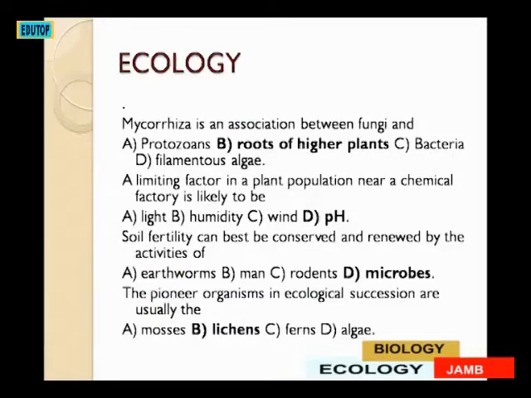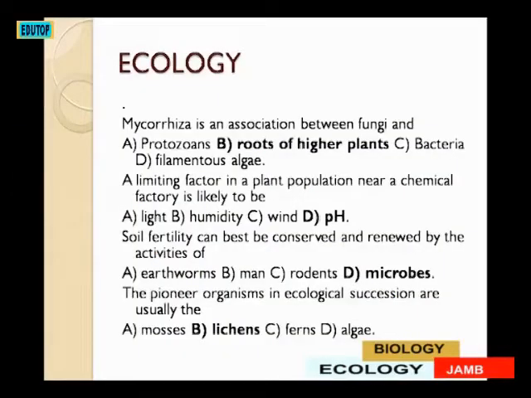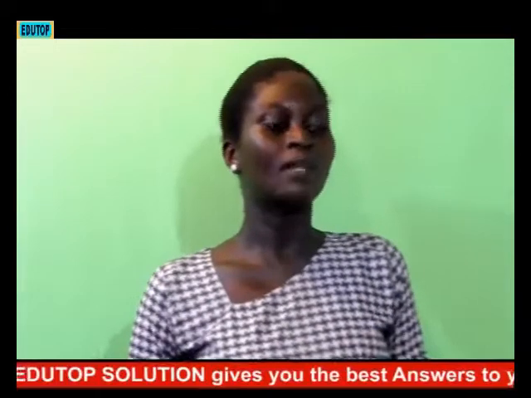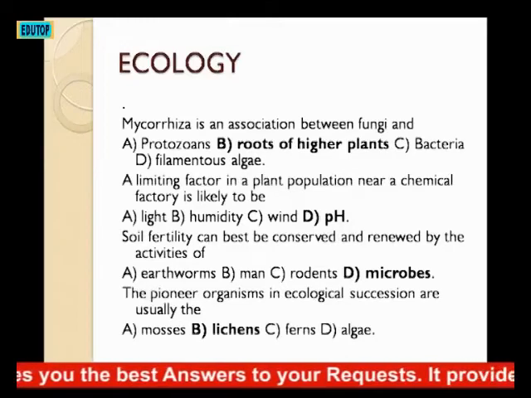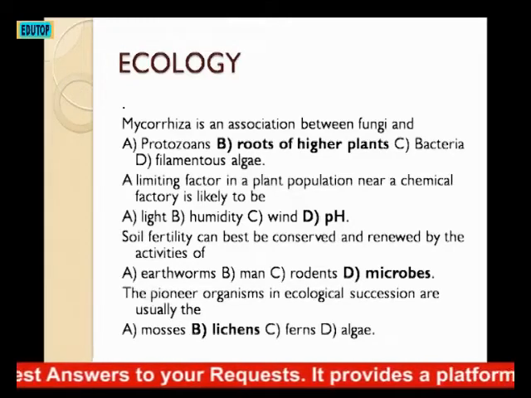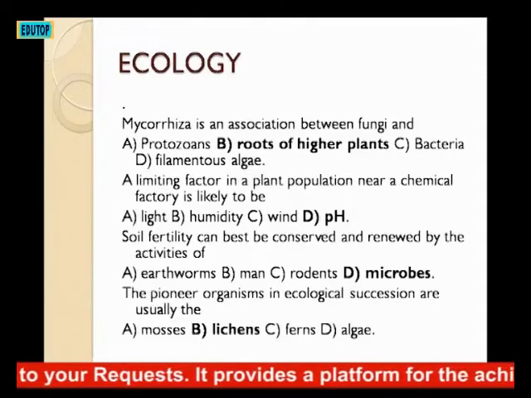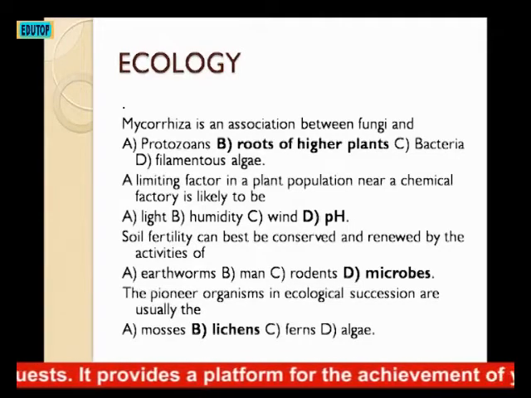The next question. Soil fertility can be best conserved and renewed by the activities of A. Earthworm, B. Man, C. Rodents, D. Microbes. How can we conserve and renew soil fertility? The answer is D. Microbes are the ones that can best conserve and renew the soil fertility. Next question. The pioneer organisms in an ecological succession are usually the mosses, lichens, ferns, or algae. The answer is lichens. Lichens are the pioneer organisms in ecological succession.